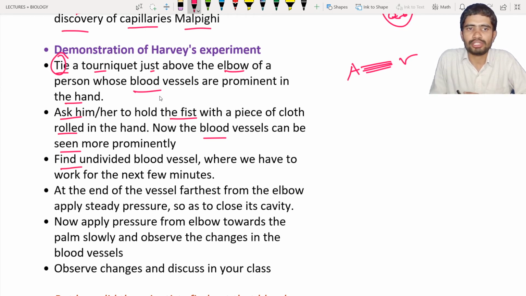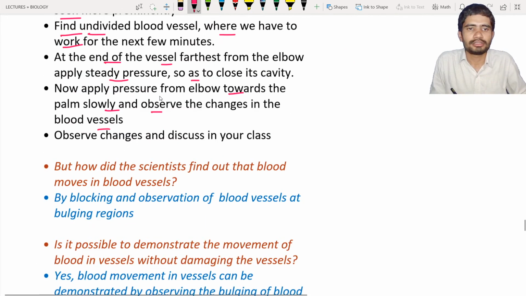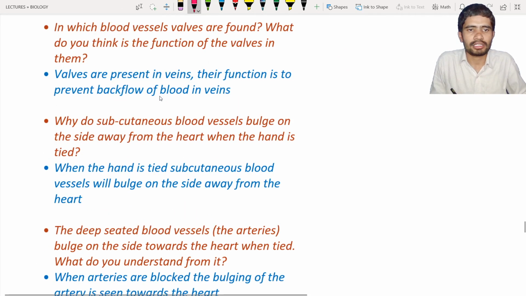Find an individual blood vessel to work on for the next few minutes, and at the end of the vessel farther from the elbow, apply steady pressure. As a result, the vessels will become more prominent and you can see the blood vessels. If you apply the pressure slowly from the elbow towards the palm, you can observe the changes in the blood vessels and so on. They will become more prominent, and you can discuss this appearance of the blood vessels among your friends. These are the questions given in the textbook, and the answers are also given.